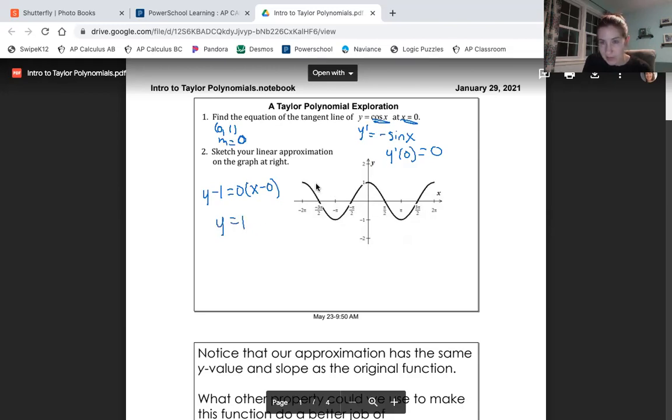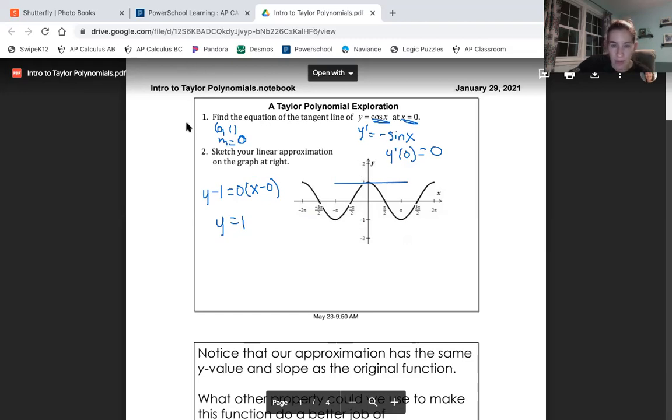This is a really terrible approximation, but I think you can see that this is the tangent line to this curve at x equals 0, which is just the line y equals 1. If you notice, our approximation has the same y value and the same slope as the original function, but that's really all it has the same.